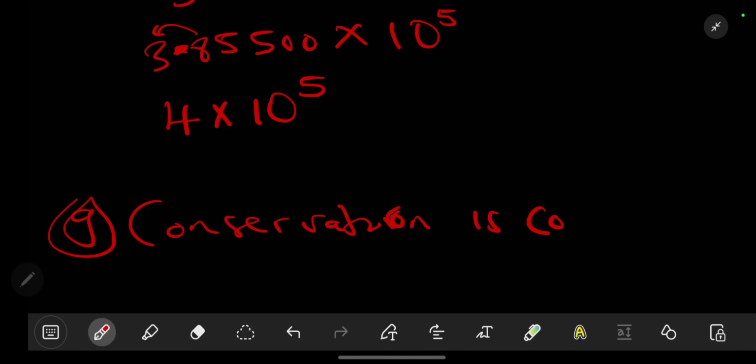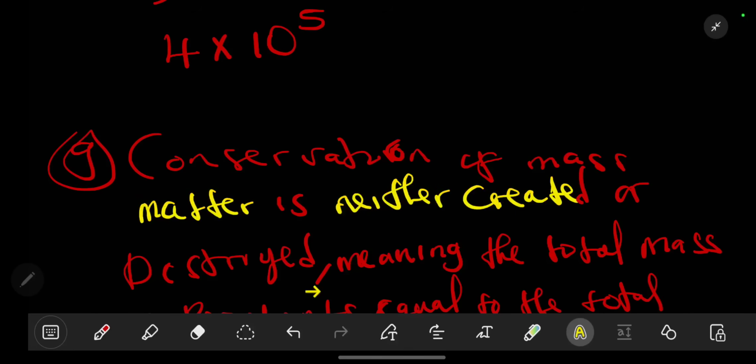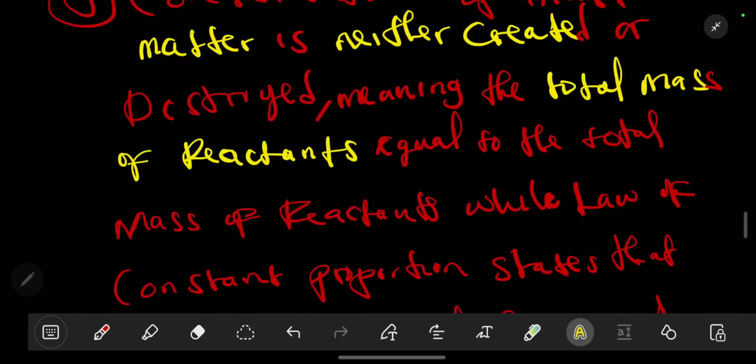So I'll elaborate more. Before we differentiate, let's define, let's know what this is about. The law of conservation of mass talks about the fact that matter is neither destroyed nor created. Therefore, this means that the total mass of the reactants is equal to the total mass of the products.